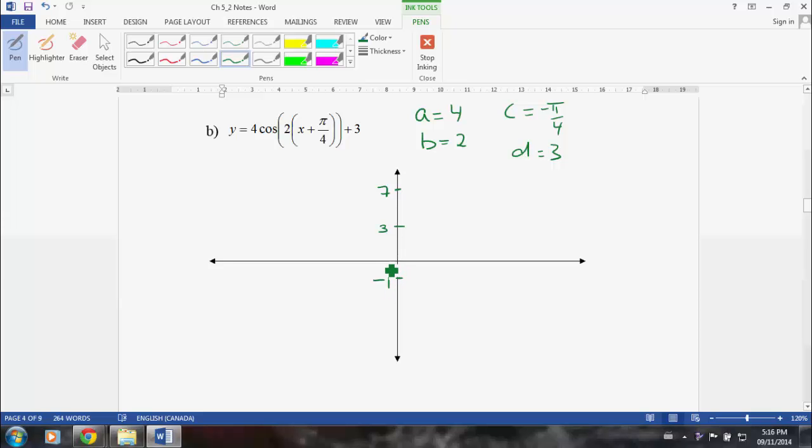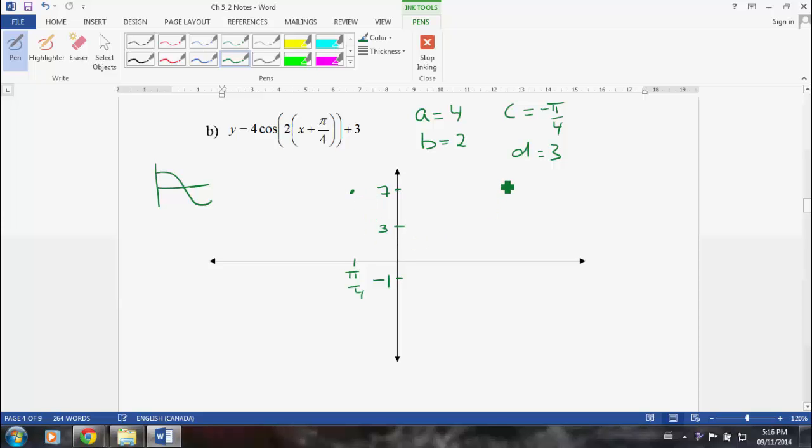My first point will be, since the C is shifting over to negative pi over 4, I will shift over to the left, negative pi over 4. And remember, my cosine pattern starts at 1 and works downwards, right? So instead of having my start at the maximum at this axis, I'll shift left pi over 4, so I'll put a little pi over 4 here, and I'll be starting over there.